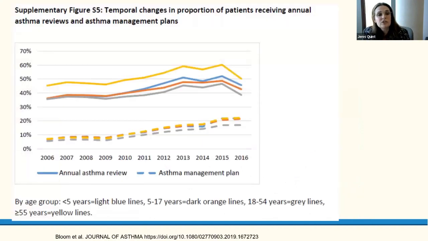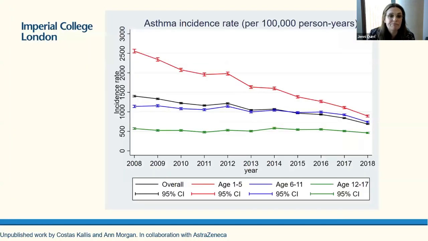We've also then gone on to look at management and care of disease. So looking at things like asthma annual reviews, asthma management plans, action plans, inhaler technique, and trying to better understand how well these things get coded and recorded within the data, allowing us then to ultimately go on and look at patient management.